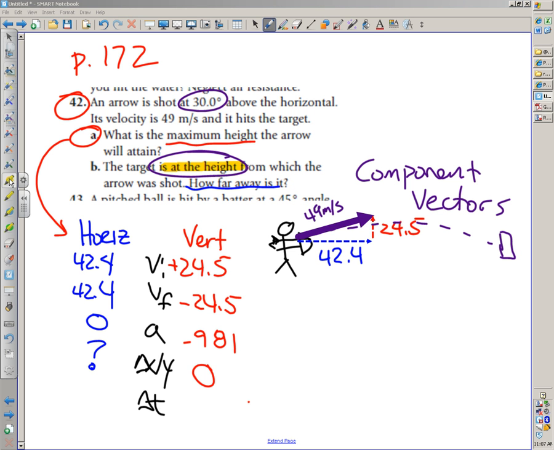Now, we can solve for time vertically. You can use that time horizontally to solve for horizontal displacement. Okay? When you do, you should get 210 meters.